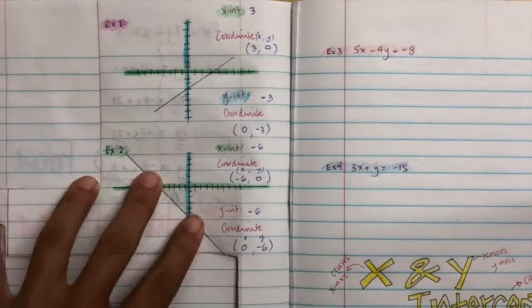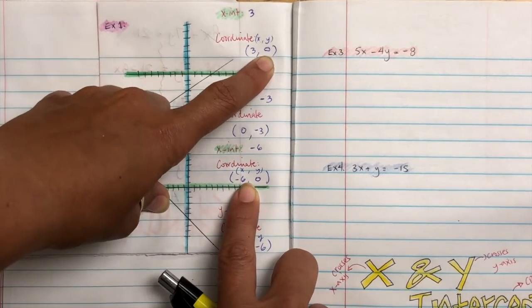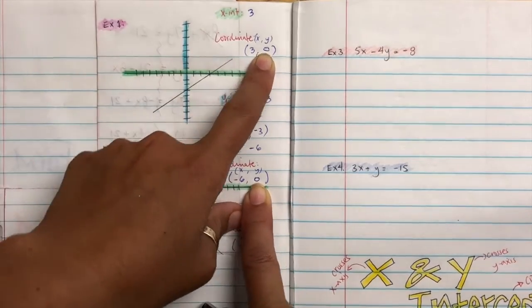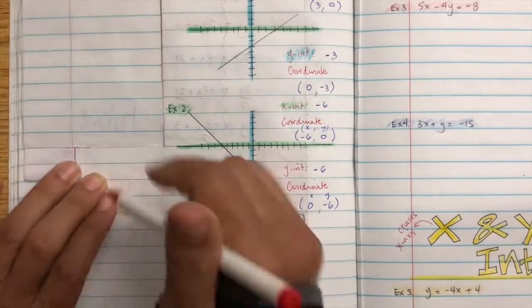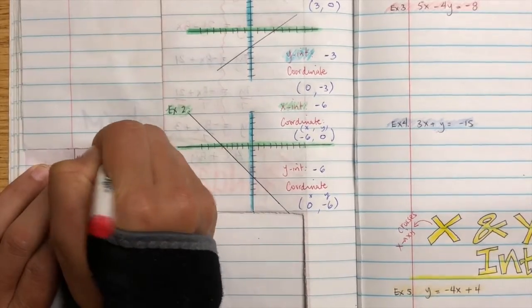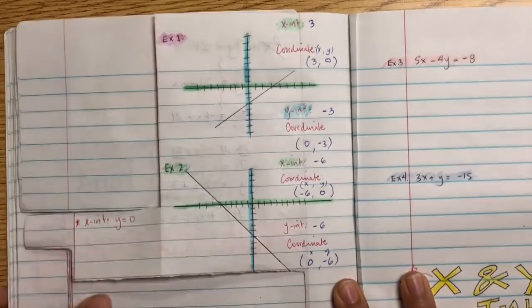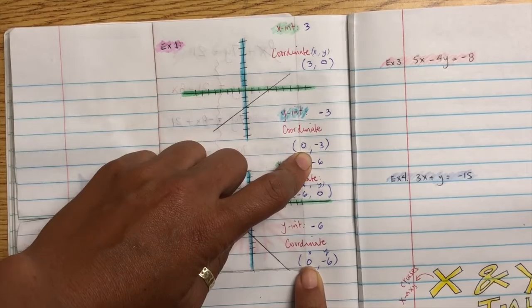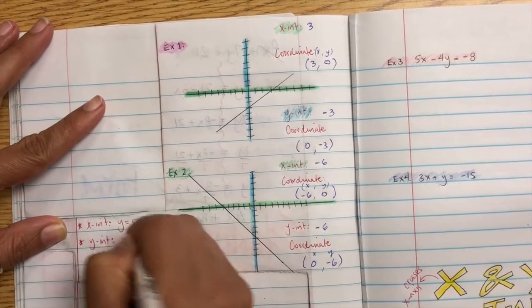All right, so a couple of things. What do you notice? Look at the y coordinates right there. What do you notice? That they're both 0. So when we're looking for the x-intercept, the y coordinate is always going to be 0. So your x-intercept, y is equal to 0. Let's take a look at your y-intercept. So if your y-intercept, what do you notice? x is always equal to 0. So on y-intercept, x is 0.